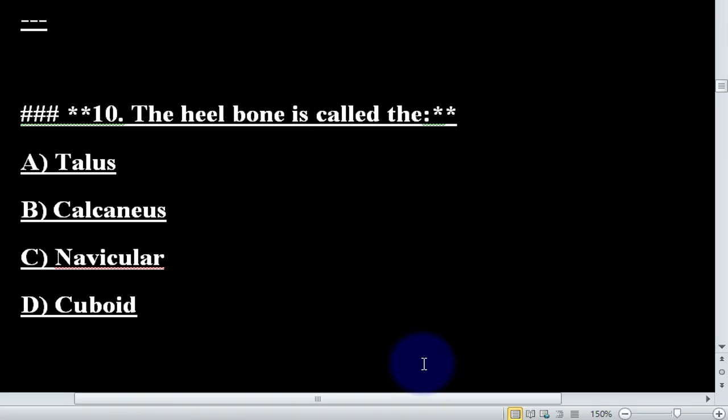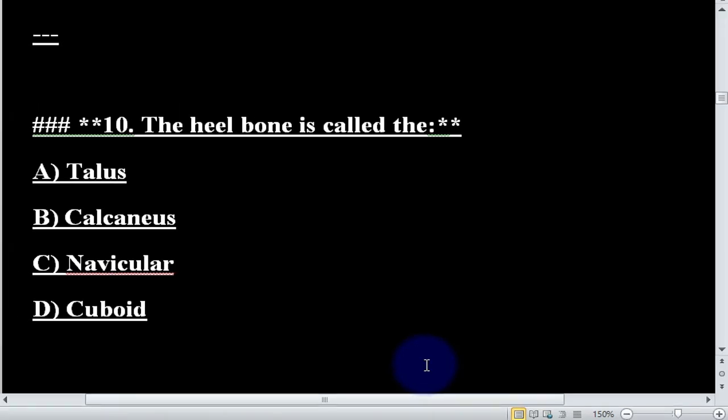And the next question is, the heel bone is called: we have A, the talus, B, the calcaneus, C, the navicular, and D, the cuboid. The correct answer is B, the calcaneus. The calcaneus is the largest tarsal bone, which forms the heel and tends to absorb impact during movement. So these are some of the top 10 questions we have prepared for you under anatomy.